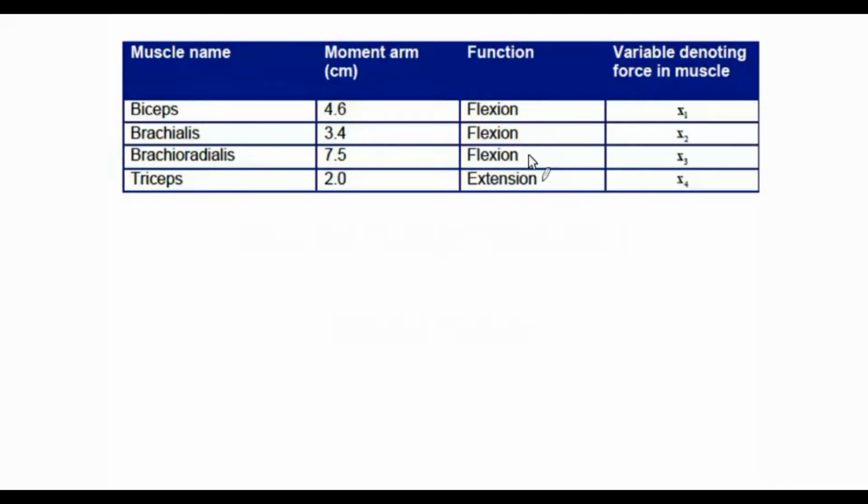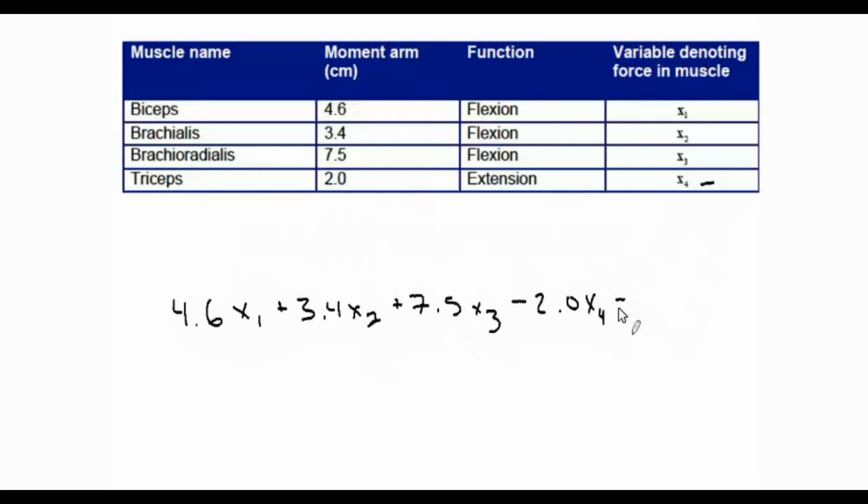So what that means in terms of writing down the moment equilibrium condition is that we will have the first part that will look similar to the previous problems, 4.6 x1 plus 3.4 x2 plus 7.5 x3, but since the triceps has the opposite function, it doesn't do elbow flexion, it does elbow extension, it has the opposite moment arm, so it's negative 2.0 times x sub 4, because the muscle force for the triceps here is x sub 4, okay? And that's equal to 780.